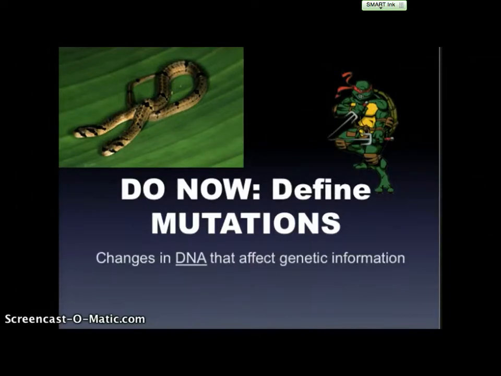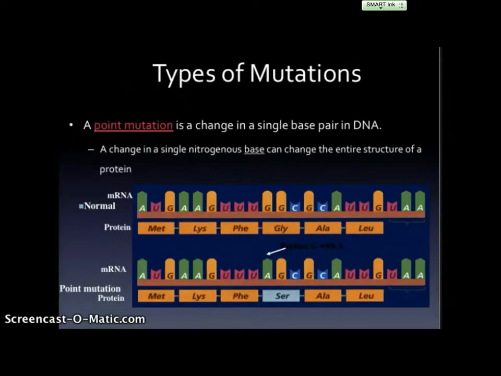Mutations are changes in DNA that affect genetic information. Some types of mutations. A point mutation is a change in a single base pair in DNA. A change in a single nitrogenous base can change the entire structure of a protein. You'll see in this figure here, we have a normal mRNA molecule that has been transcribed by the DNA and now translated into amino acids which make a protein.